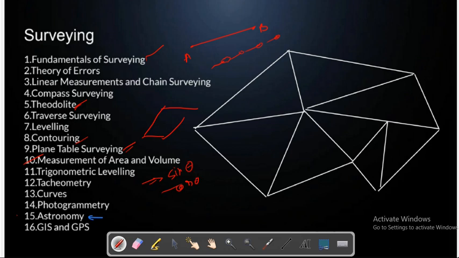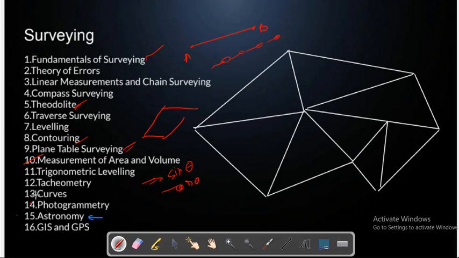Next, we have tachometry. Tachometry is an advanced version where we have an instrument in which stadia hairs are fixed. With the help of this, we can measure the vertical distance, or we can measure the elevations also. Next, we will talk about curves. Curves means we have various types of curves like vertical curves and horizontal curves. We'll deal with those portions also.